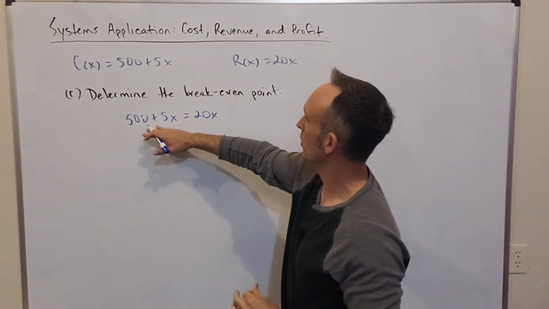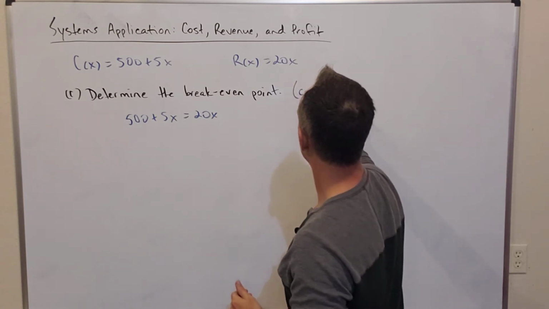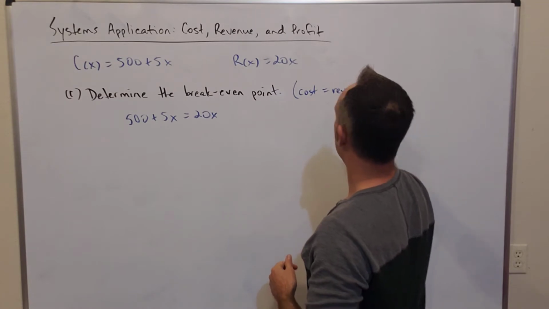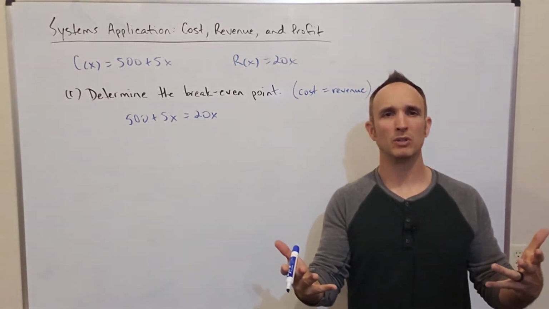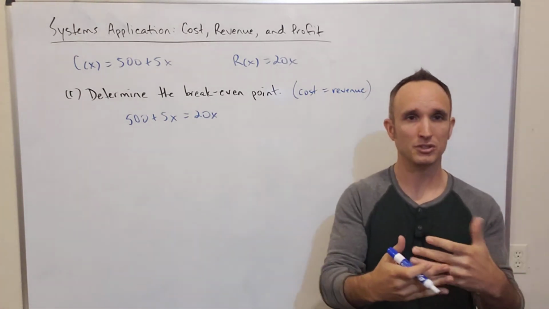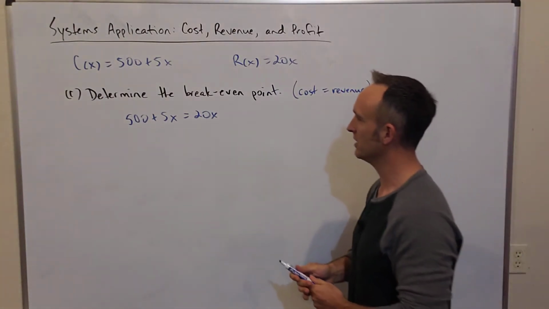Okay, but we want to know when cost equals revenue, right? So that's break even here, when cost equals revenue. If you're doing like a supply and demand problem, this might be called equilibrium, and you'd want to know when the supply equals the demand, and you'd set those two equal and solve, okay? But this is cost and revenue, so we call it break-even point.